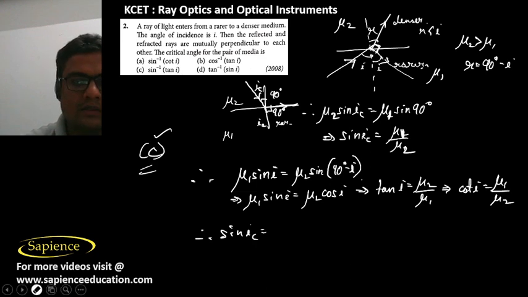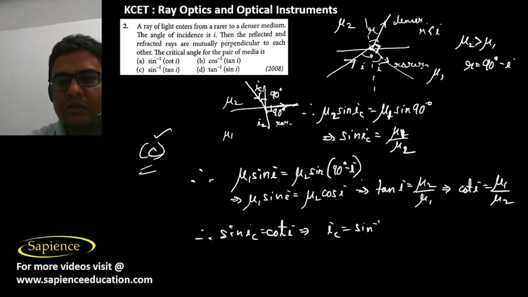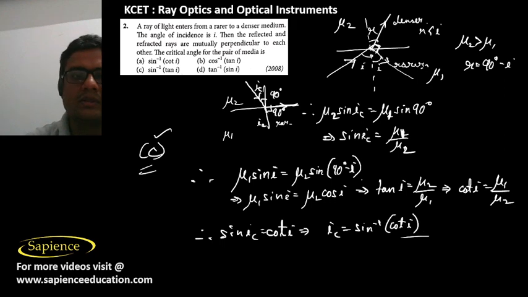So sine IC equals cot I. So it means that IC will be equal to sine inverse of cot I. So it means option C is the correct answer.